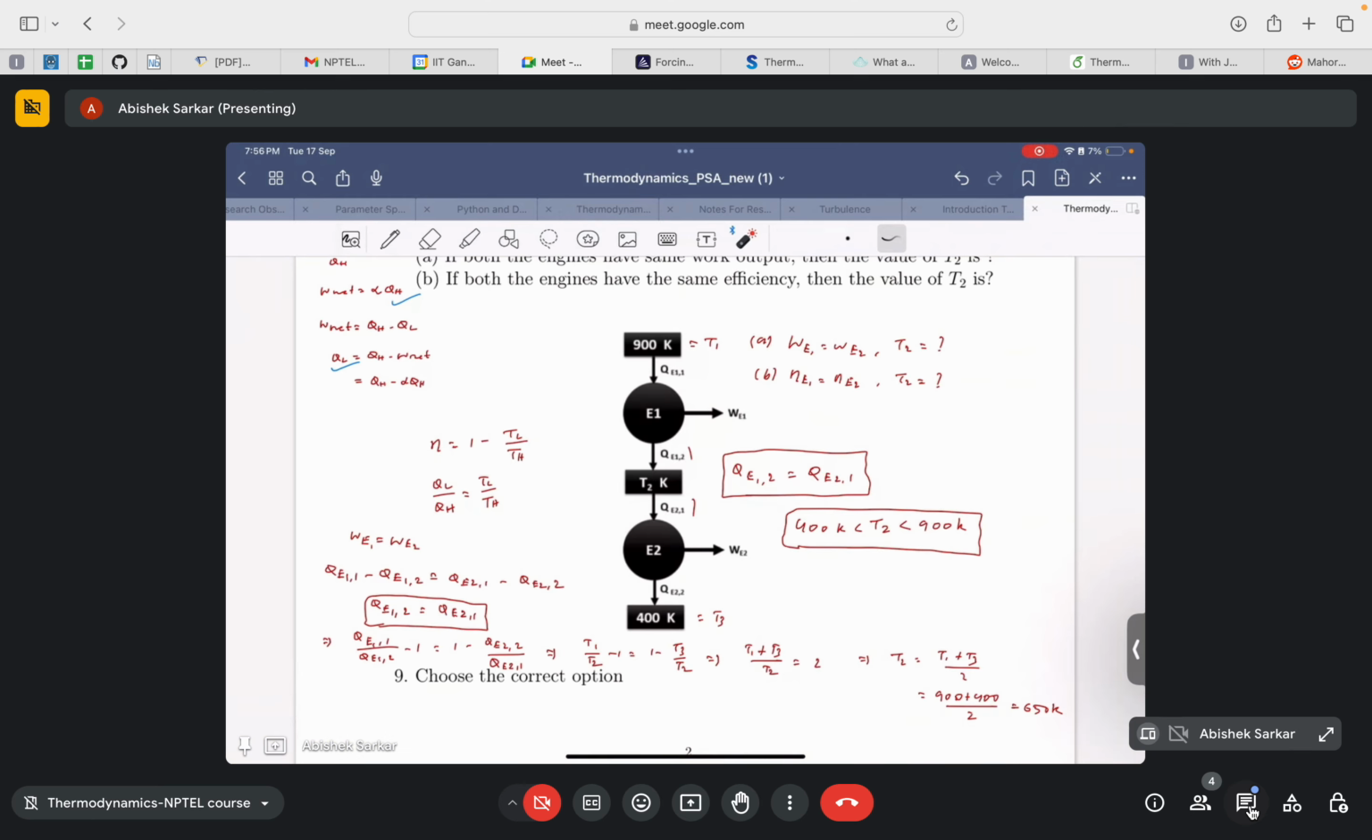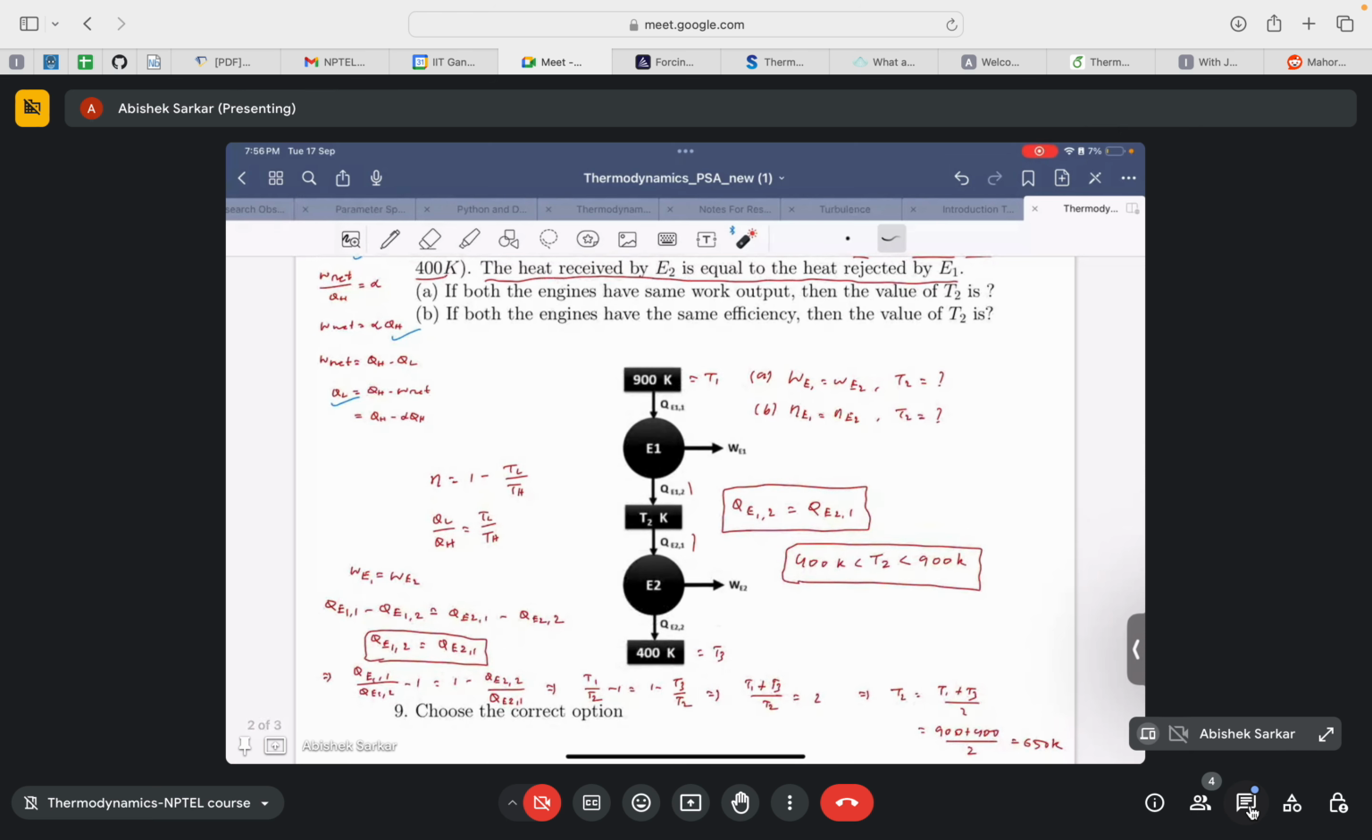Now in the second case, you need to find out, if both heat engines have the same efficiency, what is the value of T2? So eta E1 equals eta E2. Let me give you a simple hint. It would be 1 minus T2 by T1 equal to 1 minus T3 by T2. Just solve this equation and find T2, because you already know T1 and T3, right? Just let me know the final solution. For same efficiency, this will be the case, right?